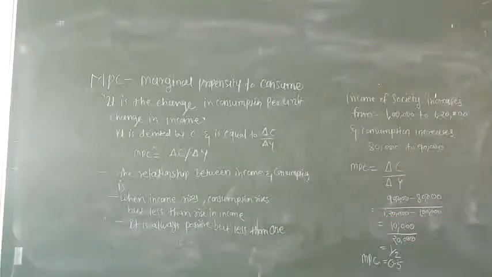So there is a relationship between income and consumption, and the marginal propensity to consume shows the change in consumption per unit change in income. But how? When the income rises, the consumption also rises, but the consumption does not rise at the same rate as income, and it is always positive, but less than 1. So this is all about the marginal propensity to consume.